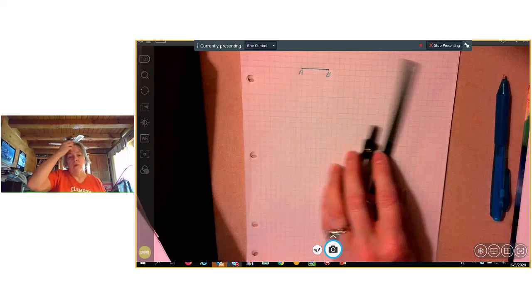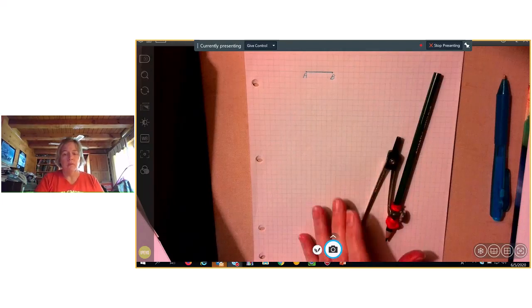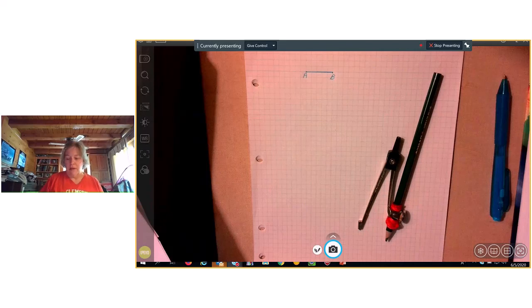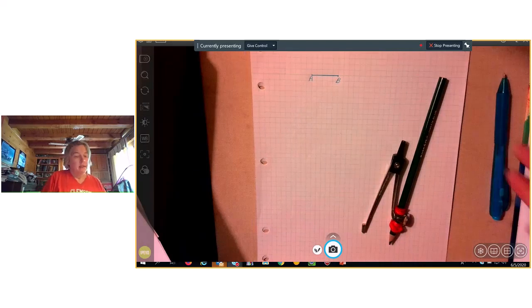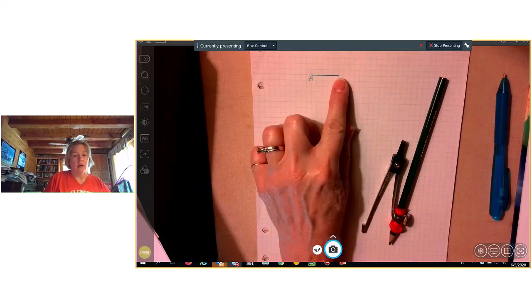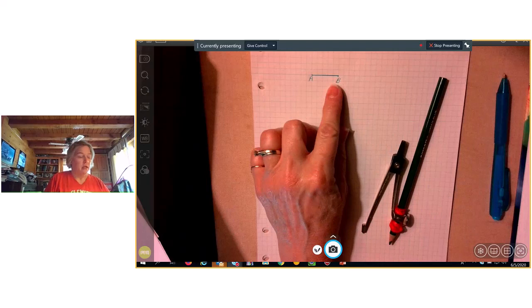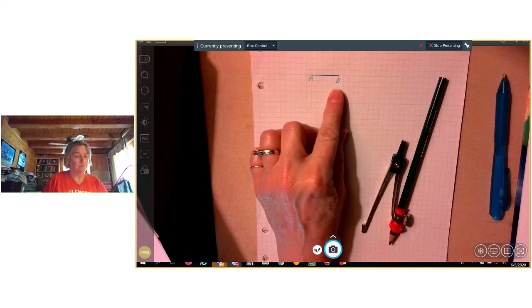When we were looking at the PowerPoints the other day, one of the first things it said was to look at this line. So I drew a line on my graph paper, and I labeled each end A and B.